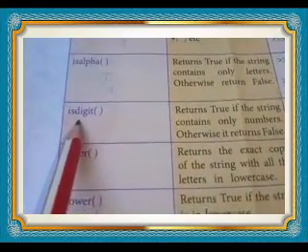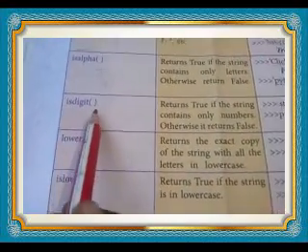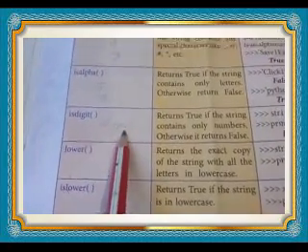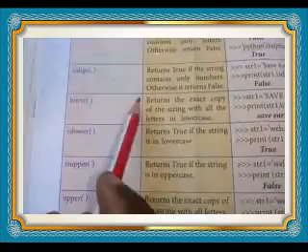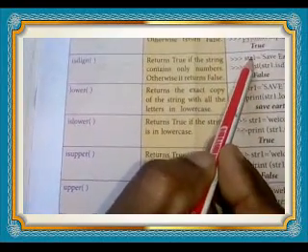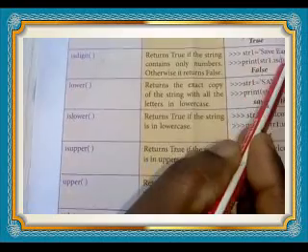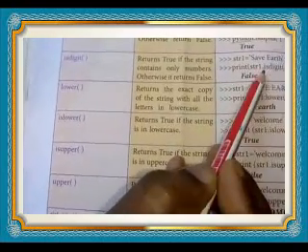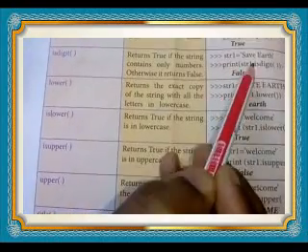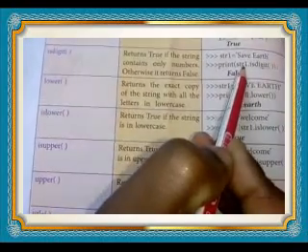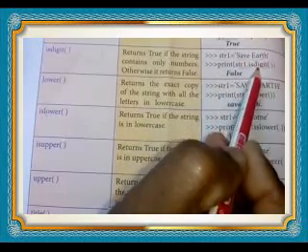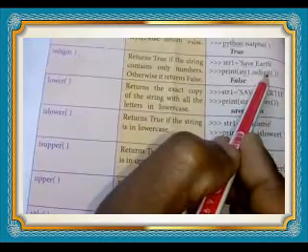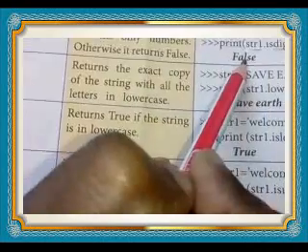Next one is isdigit. This function is used to check whether the given string is a digit or not. If it is digit, it returns true. Otherwise, it returns false. Example, see here. str1 equal to save earth. Print str1 dot isdigit. It prints false. Why is it printing false? This str1 contains alphabets. It checks the function, which one? isdigit. It is not a digit. That way it displays false.